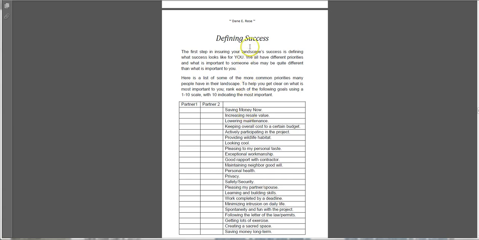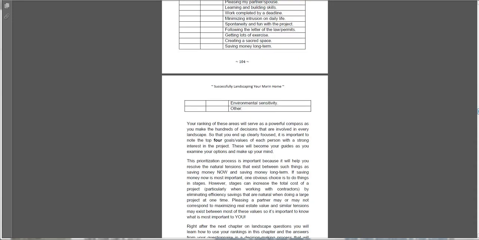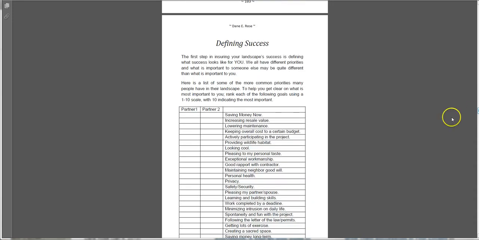And the most important part of that is actually defining and clarifying what success is for you. And it's one of the more powerful and clarifying things, both for a designer, if you work with one, to understand, and also for you and your partner to understand, what's driving the project. On different landscape projects and with different people, there are different values, and it's really important for everyone involved to understand what those are.